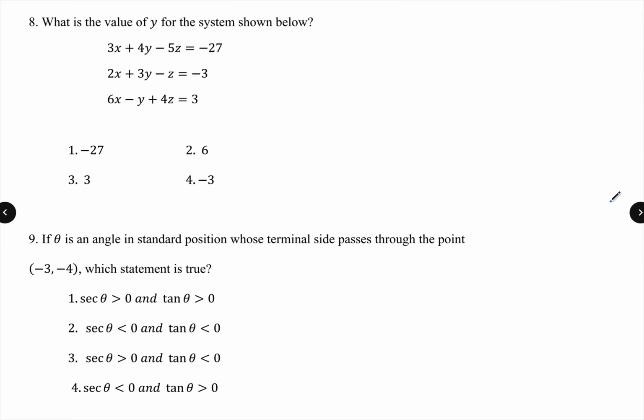Last one. You have an angle in standard position whose terminal side passes through the point negative 3, negative 4. Which statement is true? So you're getting a bunch of info here, but the biggest thing is negative 3, negative 4. If I make an angle, where does it have to go? It has to go into my third quadrant, because everything in my third quadrant is negative, negative.